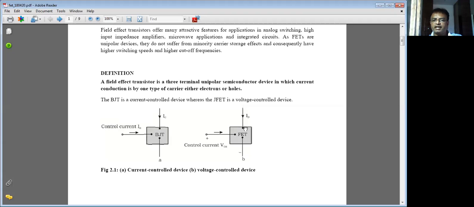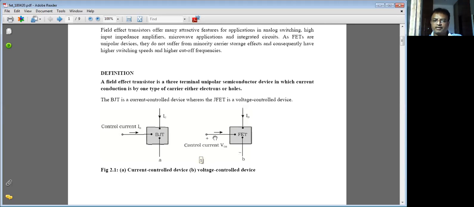Whereas FET is a voltage controlled device. What do we mean by voltage controlled device? The output current ID is controlled by the input voltage VGS. Sorry, here there is a printing mistake. This is not control current. This is control voltage. Voltage controls the output current. The printer has just copied the same thing here.